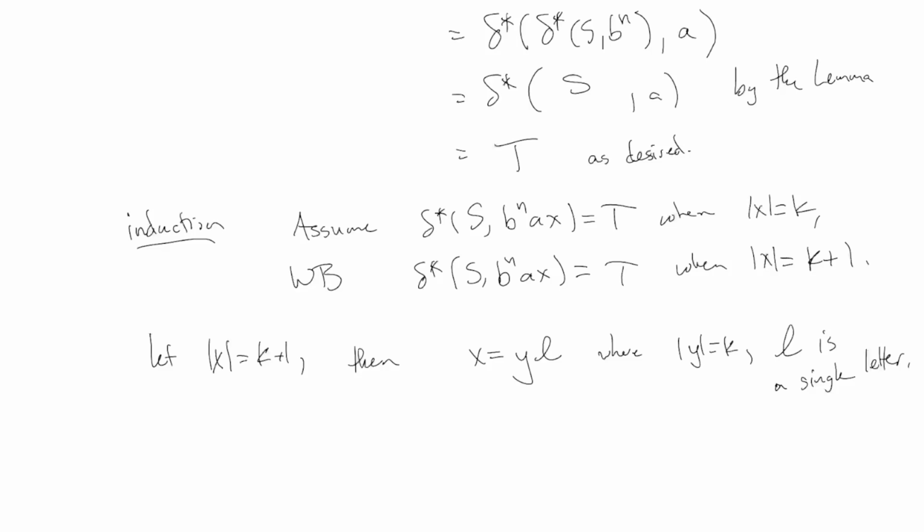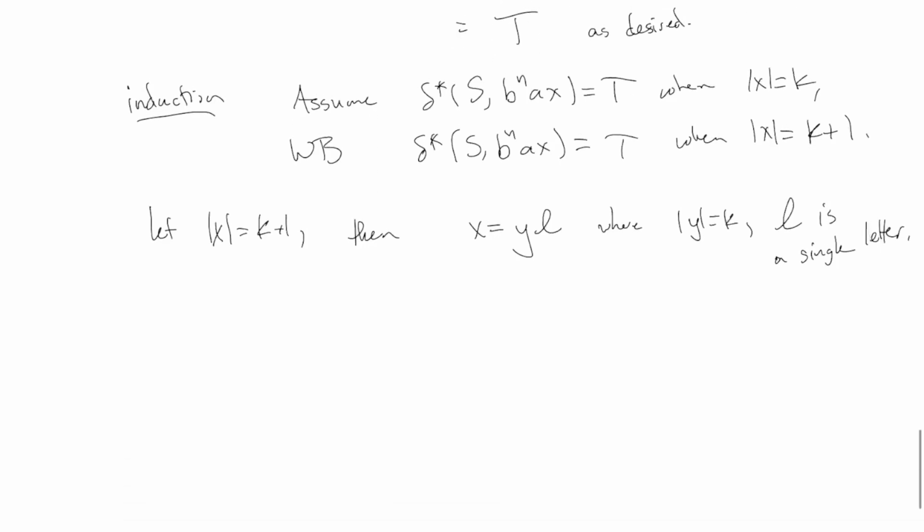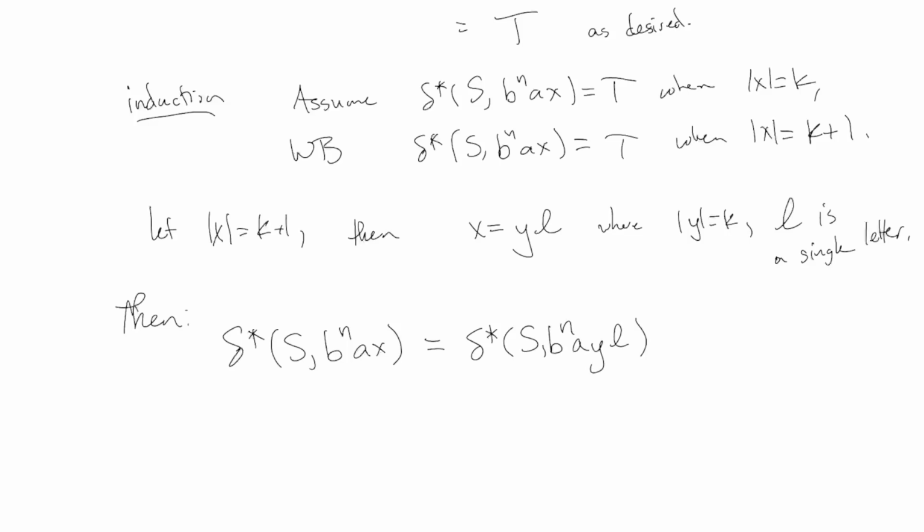And then we can write down our thing that we want to show. The point is we can use the induction hypothesis on y, but not on x. So what do I want to show? I start with what I want to show: delta star of S, B to the n ax, and try to simplify. First I'm going to plug in x equals yL. If you know what you're doing, each step follows naturally from the previous one, although there's a lot going on here. So the first time you do this, it seems a little crazy maybe. S, B to the n, A, Y, L.